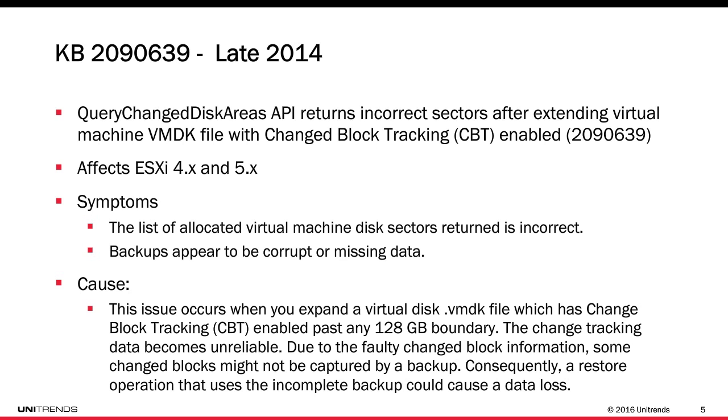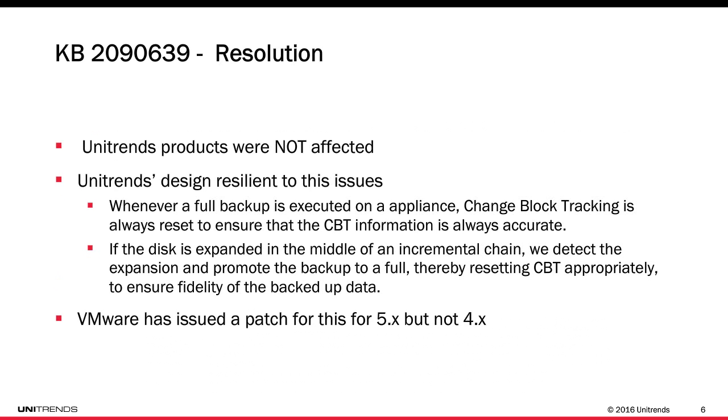Now, fortunately for Unitrends, when this one came out, we were resilient to this issue. We were not affected by it. Our design has come to realize that getting accurate change block tracking information is really critical. So as a result, we do everything we possibly can to make sure that our backup appliances, whether it's our UEB, Unitrends Enterprise Backup Software appliance, or our physical appliances, Recovery Series appliances, we do everything we can to make sure that the CBT information is always accurate.